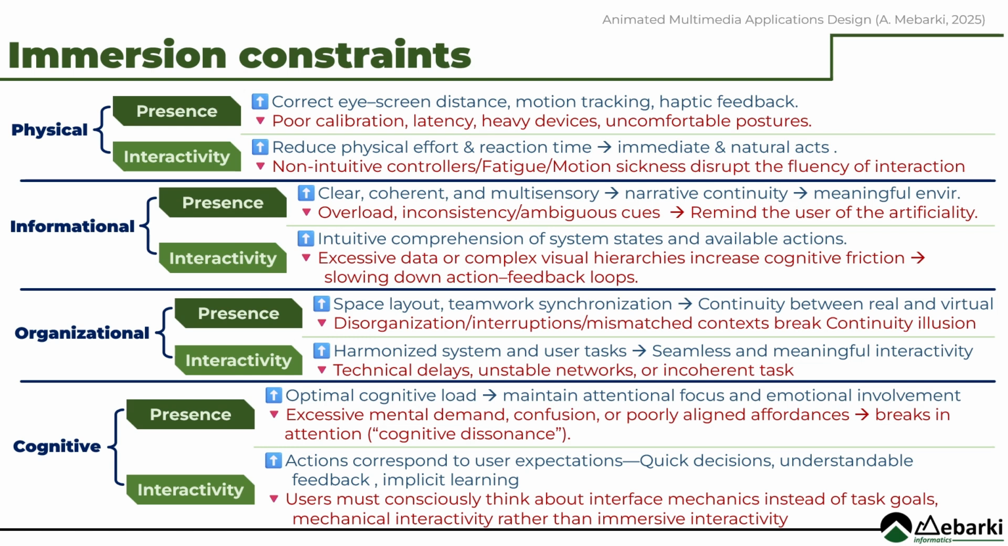Effect on interactivity. Cognitive ergonomics ensures that actions correspond to user expectations, decisions are quick, feedback is understandable, and learning is implicit. If users must consciously think about interface mechanics instead of task goals, interactivity becomes mechanical rather than immersive. Example, in an educational simulation, well-designed cognitive cues, color coding, spatial grouping, and feedback allow users to interact fluidly and remain mentally absorbed.